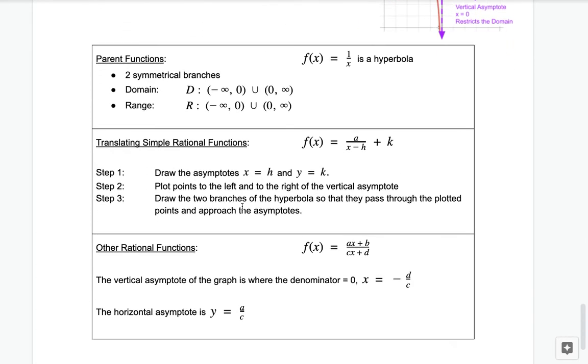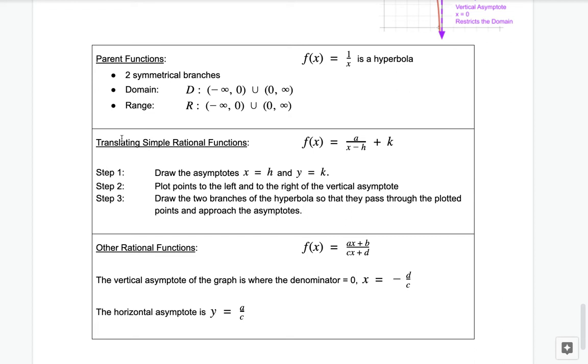We're going to talk about 3 different forms. First, the parent function, f of x equals 1 over x, and that takes the shape of a hyperbola, which we'll look at in a minute. There are 2 symmetrical branches, and for this parent function, the domain starts at negative infinity, goes to 0, not included, union starts at 0, not included, goes to infinity. Same thing for the range.